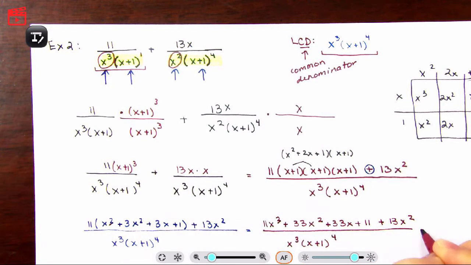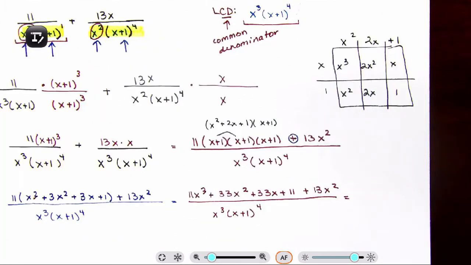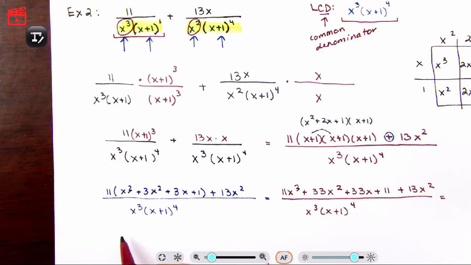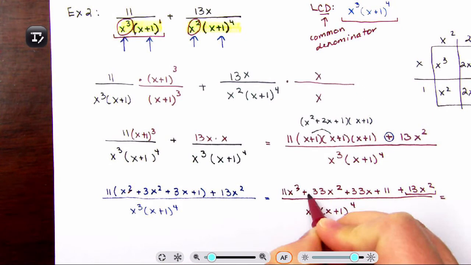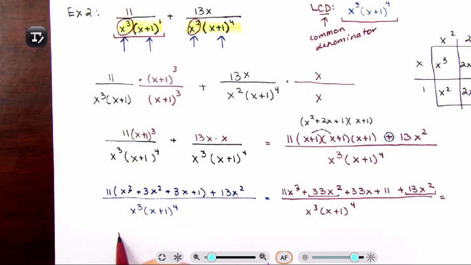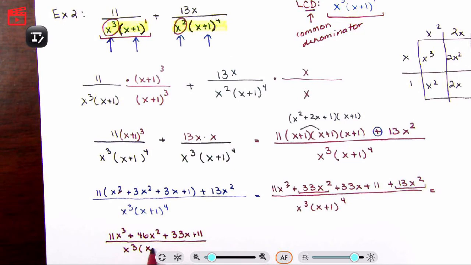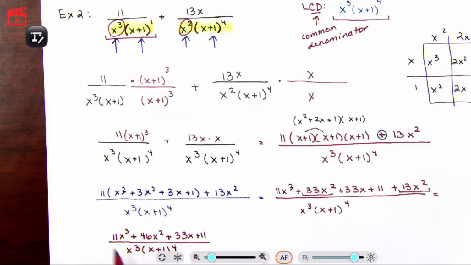And we, again, keep the same denominator in factored form. Oh, I don't think that's going to be enough room, so I'm going to bring it down here. So what do we have? I am still combining like terms. I have plus 13x squared, and I have 33x squared. So what I have is 11x cubed plus 46x squared plus 33x plus 11. This is all over x cubed times x plus 1 to the 4th power.